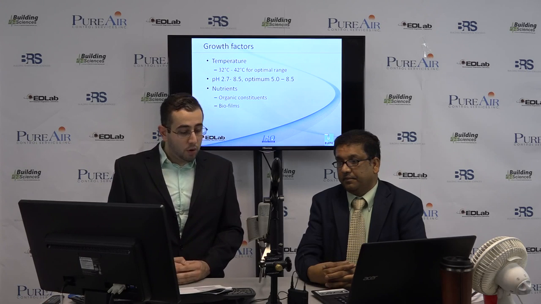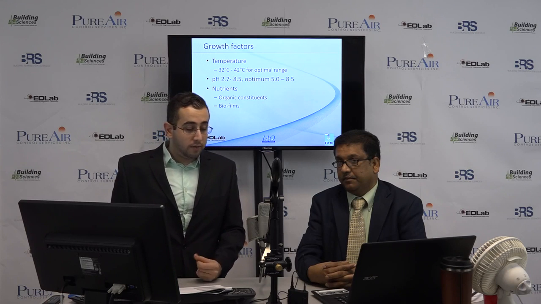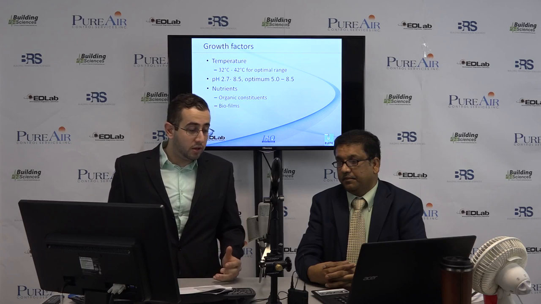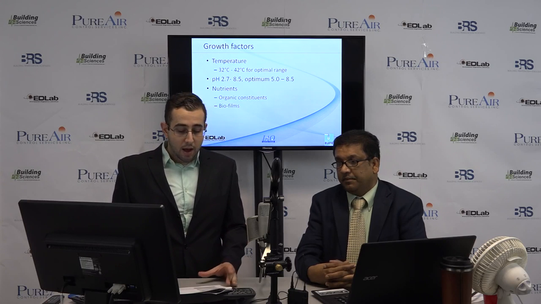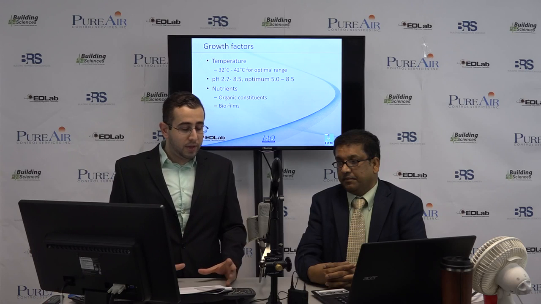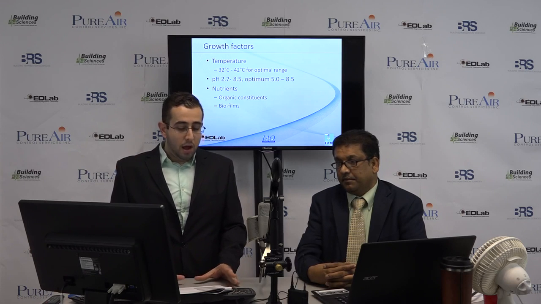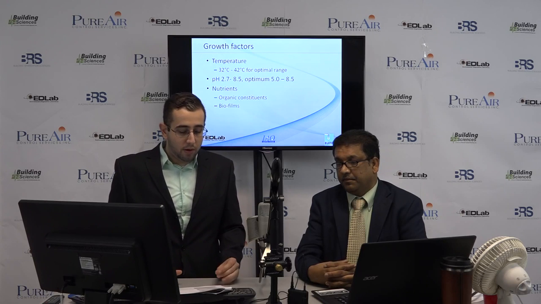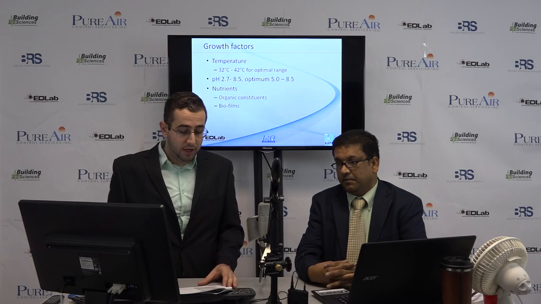Legionella can survive in a pH of 2.7 to 8.5. Once again, typically we're dealing with water. Water has a pH of 7 as long as everything's okay. The optimum pH for Legionella is 5 to 8.5, for better growth essentially.